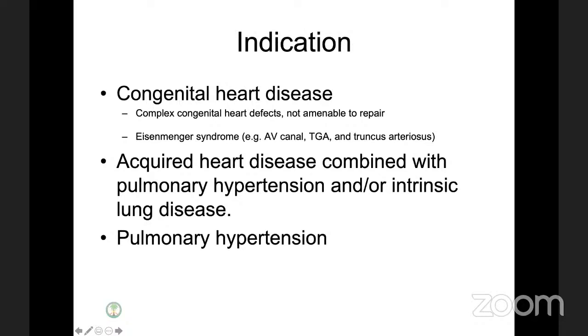When you look at what we are doing today in heart-lung transplantation, the indication is congenital heart disease. These are patients with congenital heart defects that are not amenable to repair, and they can be of any age, from less than 1 year to obviously older than 60. Then there is Eisenmenger syndrome, the so-called irreversible pulmonary artery hypertension, many times in AV canal patients, TGAs, truncus, and others. Then there is acquired heart disease combined with pulmonary artery hypertension and/or intrinsic lung disease, and primary pulmonary artery hypertension or veno-occlusive disease. These are the main indications, and already you can see that for many of these, other options may have become available.